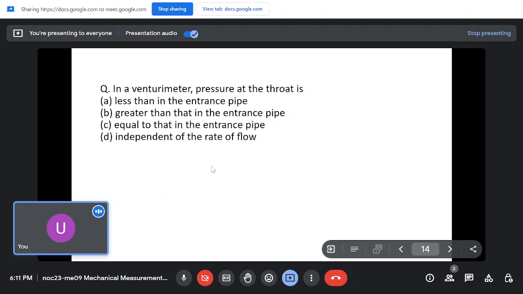Moving to the next question, we have: in a venturi meter, pressure at the throat is. So we are asked, in a venturi meter, pressure at the throat is A, less than the entrance pipe pressure, B, greater than the entrance pipe pressure, C, equal to the entrance pipe pressure, and D, independent of the rate of flow.